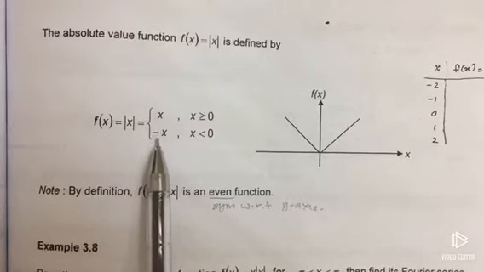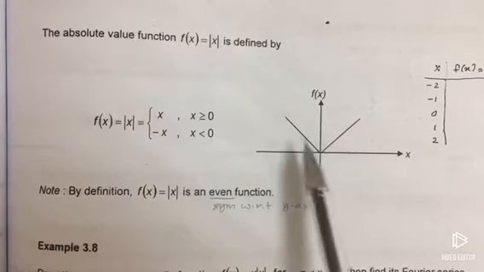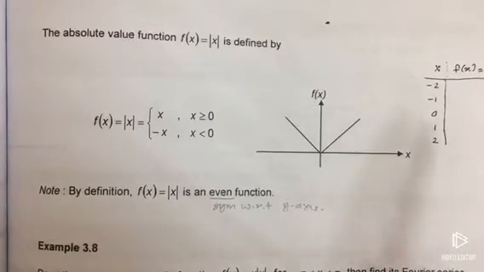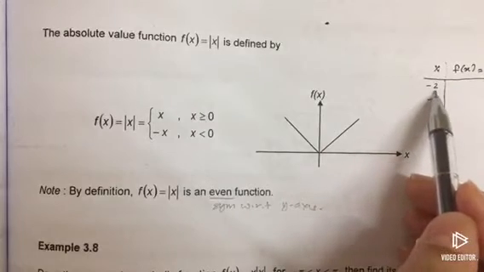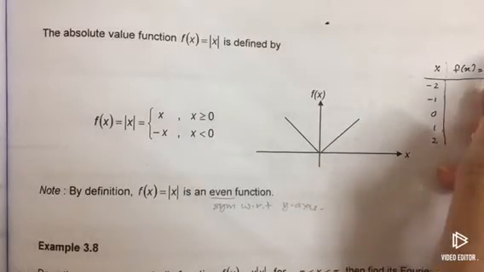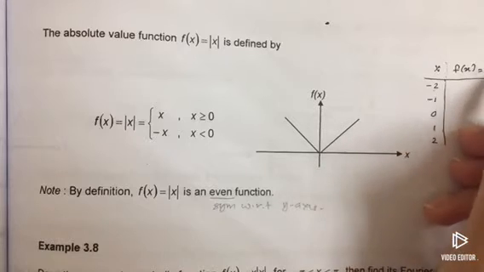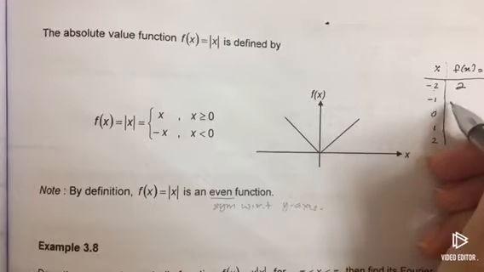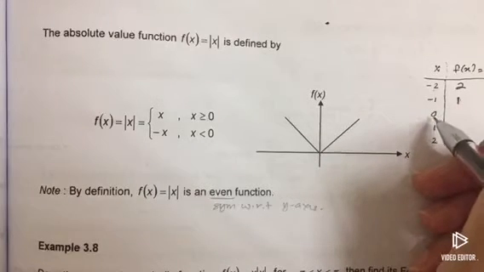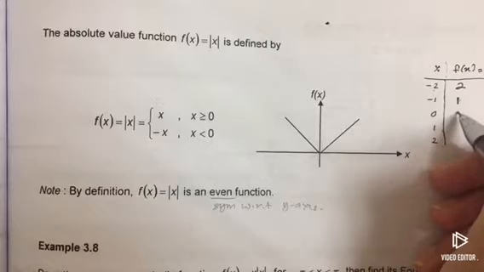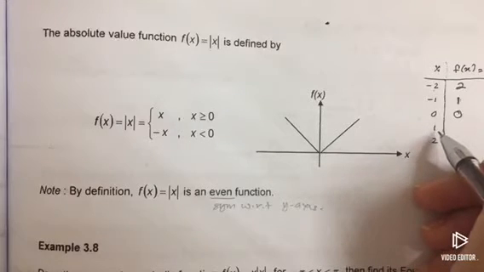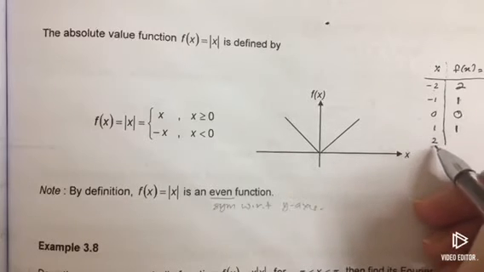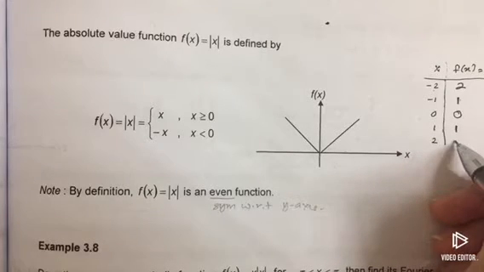Okay, how do we get these two values? We can try to draw, and by using a table. Let's say x equal to negative 2, we get f(x) equal to absolute negative 2 equal to 2. Absolute negative 1 equal to 1. When x equal to 0, we get f(x) equal to 0. For x equal to 1, we get f(x) equal to 1. For x equal to 2, we get f(x) equal to 2.